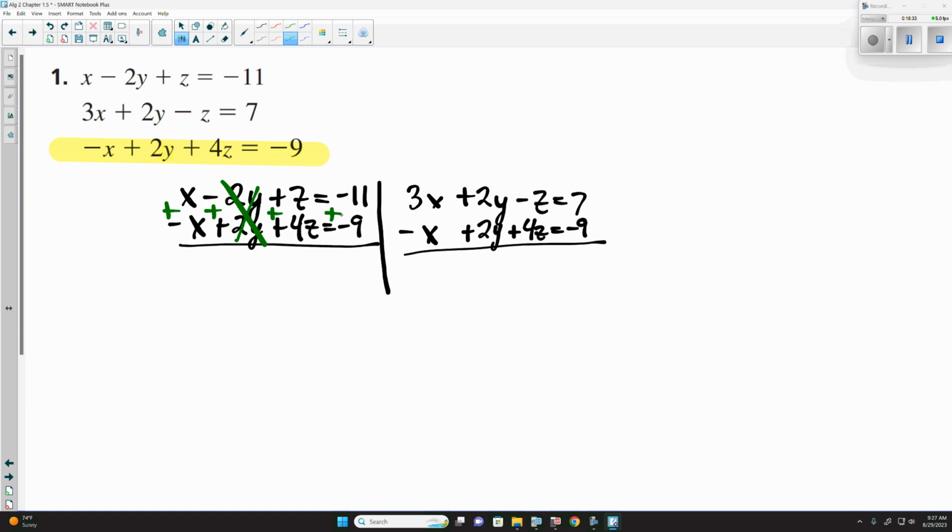So we're going to add all the way across. X plus -x, 0. Well, this is starting to look like it might be a no solution, but it's not. Because the last variable we have is z plus 4z equals -11 plus -9. So we would add, we would combine them to get a bigger negative, which is -20.